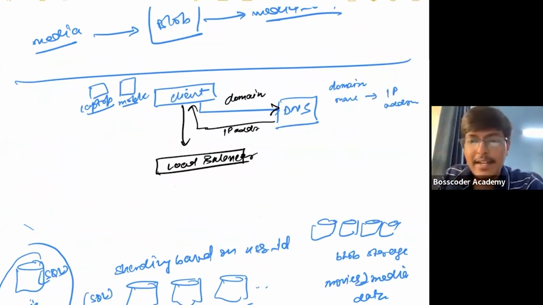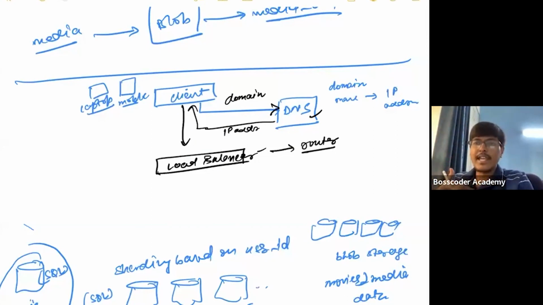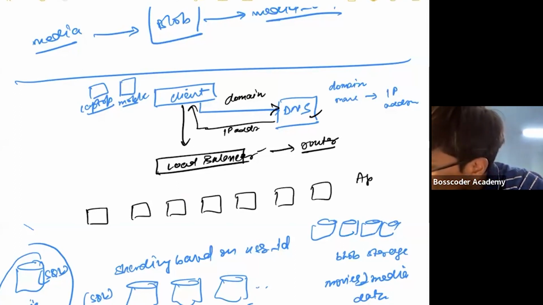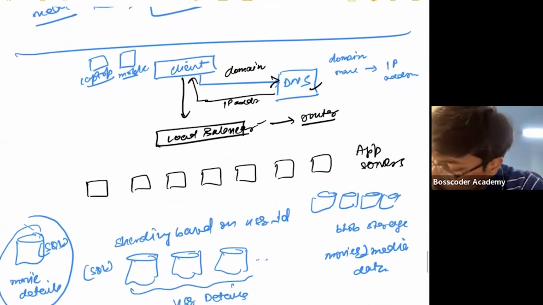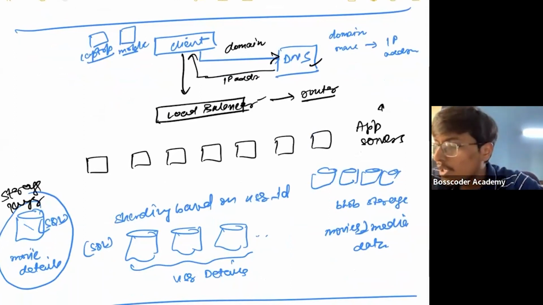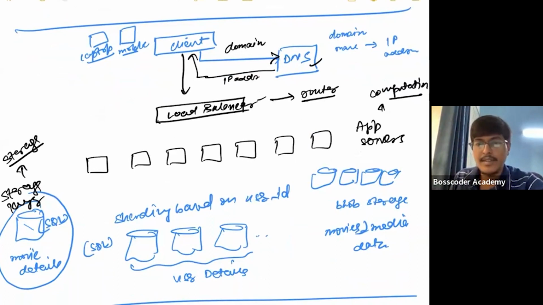If you don't know what these terms are, please go and read about all of them. What is DNS? What is a load balancer? A load balancer is like a router which takes in these requests and divides them among multiple servers, right? So now there will be app servers here. These are servers. And this is your storage layer. App servers are good for computation. Storage layers are good for storage. Make sense?